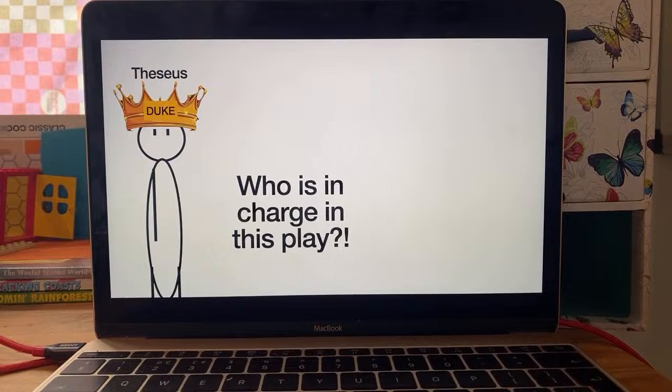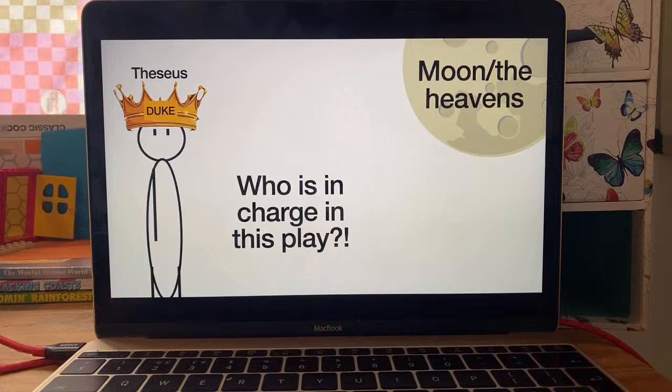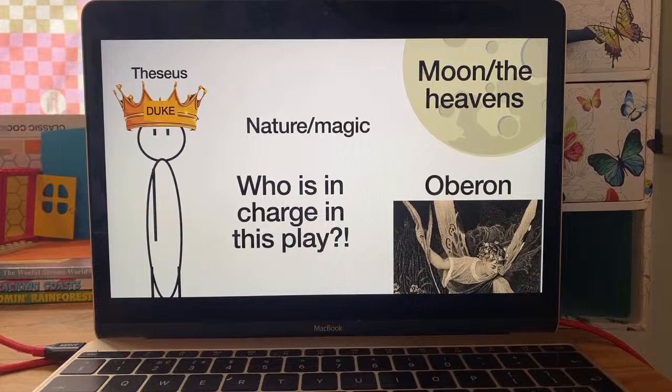Is it maybe the moon slash the heavens? Or I suppose you could say time. Is it Oberon who is in overall control of the play? Is it nature slash magic? Who is in charge? I've been really annoying. I haven't told you because, as we know, there's no real right answers here, are there? As long as you can back up what you're saying.